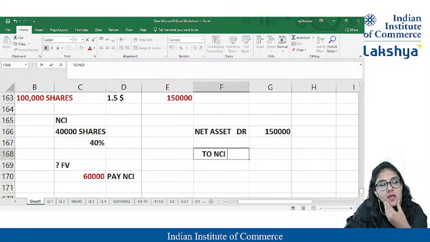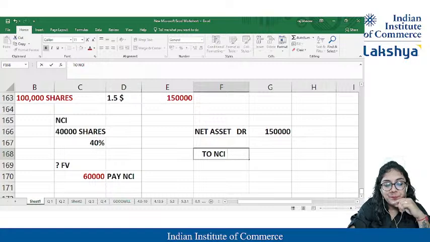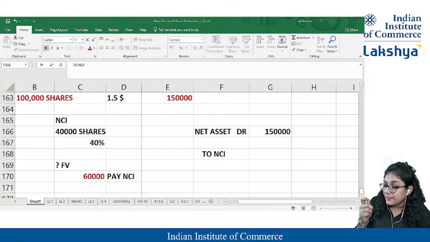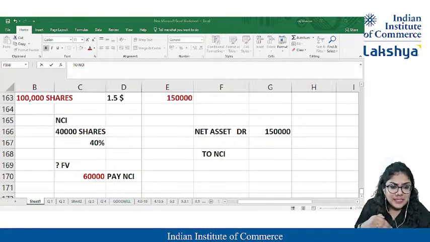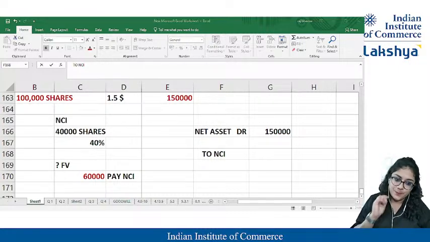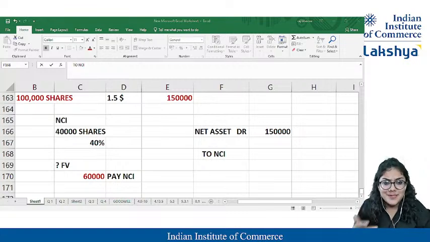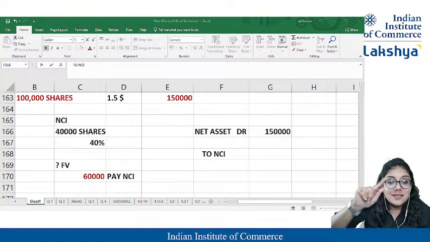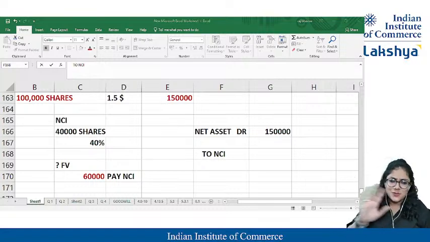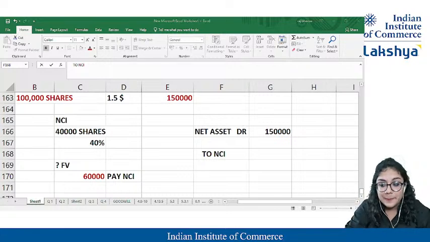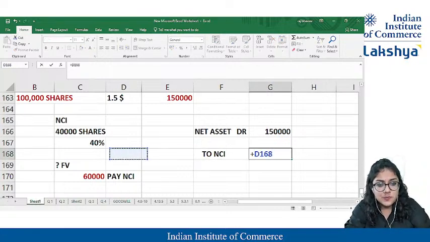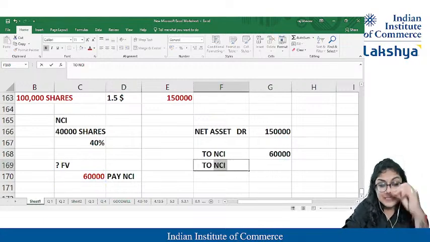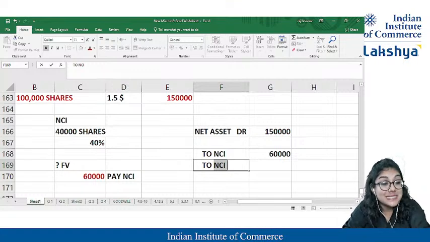Balance of NCI is always credit. Why? At the time of consolidation, I'll tell you. If I am the equity share owner, my equity is to be written on the credit side. But am I the owner for 100%? No. If I am not the owner for 100%, some other percentage is held by other companies also. That others is nothing other than NCI, so that is also something which we show on the credit side. So NCI has paid 60,000.